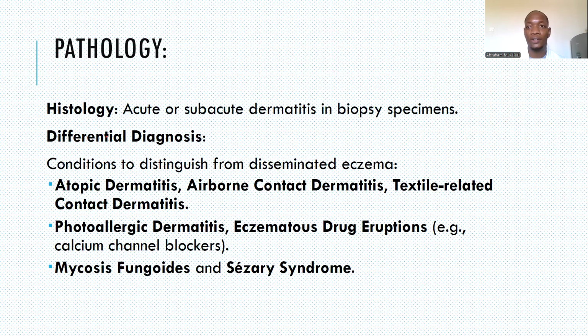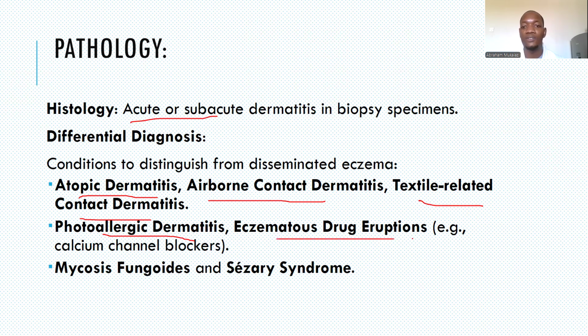So in the pathology, if you take a sample for histology, if it is acute, you will see the features of acute spongiosis or a spongiotic form of dermatitis. And in the differentials, you can think about other things like atopic dermatitis, airborne contact dermatitis, even textile-related dermatitis. Sometimes even photoallergic dermatitis can give you a similar picture, as well as eczematous drug eruptions, especially the calcium channel blockers can give you a picture. They can look like an id reaction. So you can also think about mycosis fungoides as well as Sézary syndrome that can also give you erythroderma.